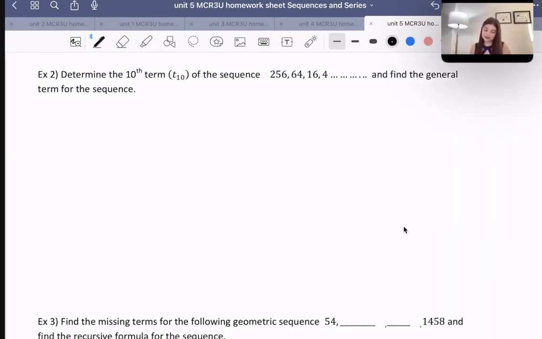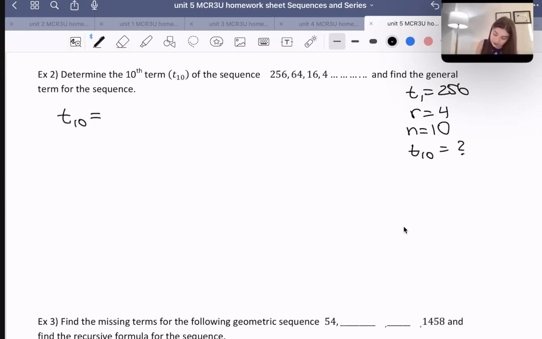It says determine the 10th term, T10, of the sequence 256, 64, 16, 4, and find the general term for the sequence. So let's write out what we know. We know that T1, our first term, is 256. We also know that our ratio is 4, right? 256 divided by 4 is 64. 64 divided by 4 is 16. And 16 divided by 4 is 4. Good. And we know n is 10 because they're asking about term 10. So right away, this is going down, right?